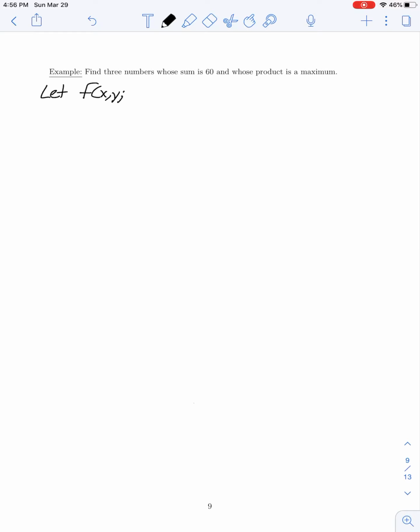In this case, we are asked to maximize a product of three numbers. So let's say that our function that we're trying to optimize is x times y times z. It's a function of three variables, which are my unknown numbers. And I'm told that the sum of these numbers is 60. So x plus y plus z must equal 60.